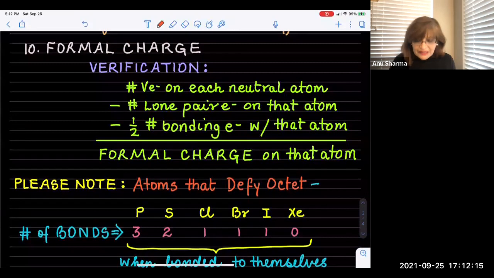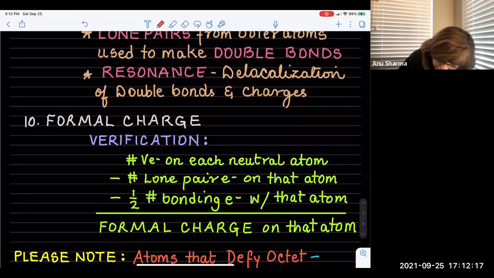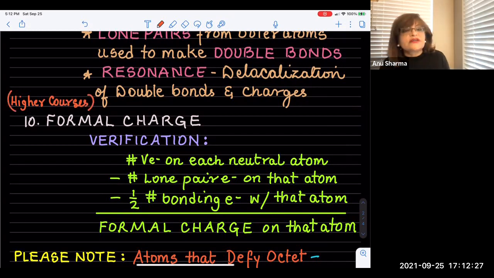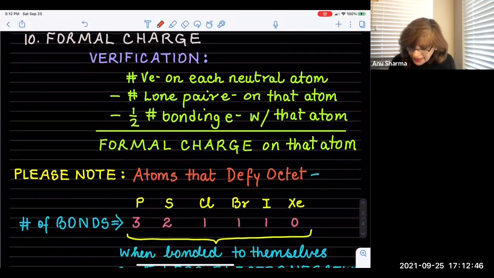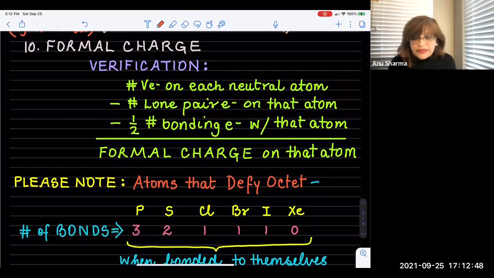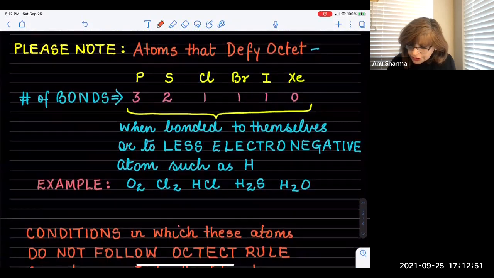Next, this is for higher courses, they use the concept of formal charge. But there's no reason why a lower level introductory course cannot use the concept of formal charge. It's very easy. In fact, the formal charge is used to verify whether you got the right structure or not. So when you use the formal charge to check that, that kind of double verifies your Lewis dot structure.